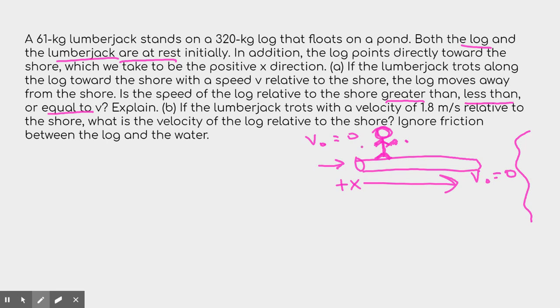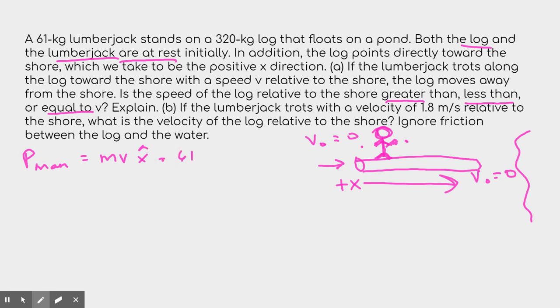Part B. If the lumberjack is walking with a velocity of 1.8 meters per second relative to the shore, we want to know the velocity of the log relative to the shore. We're going to ignore the friction that exists between the log and the water. Okay, in this part, if you don't care to think about the concepts, you might enjoy doing the math more. So the momentum of the man is equal to the mass times the velocity, and this is in the x direction.